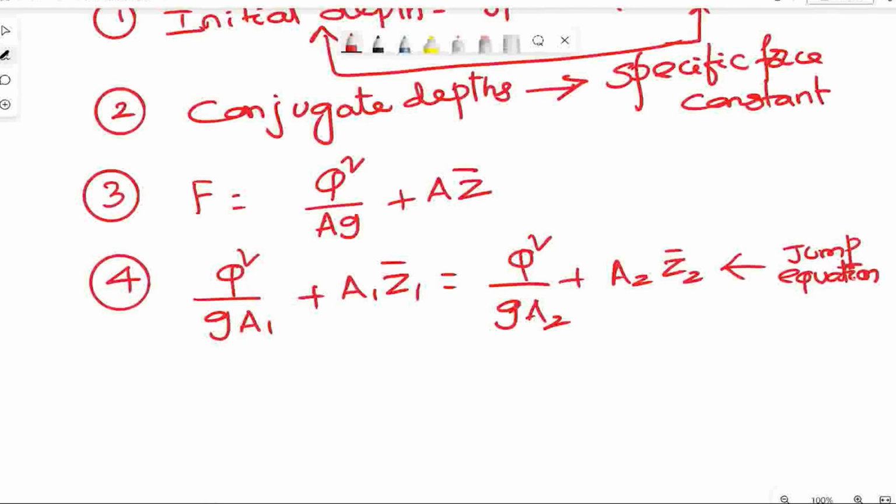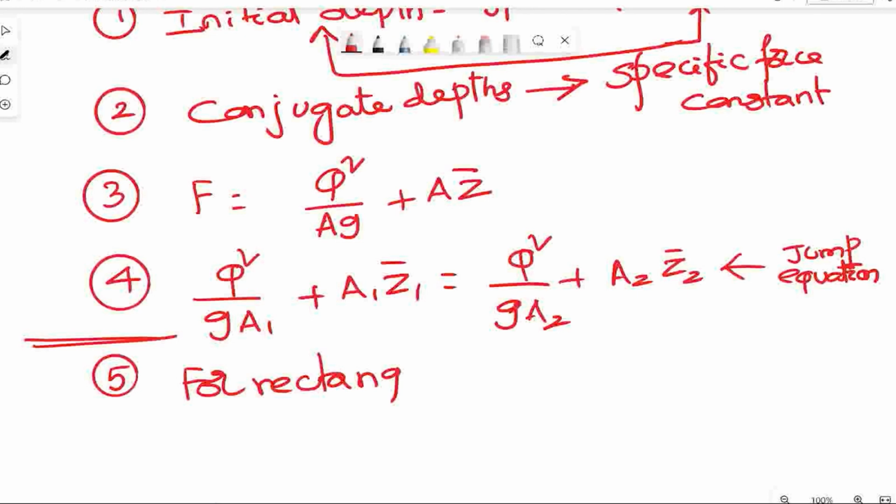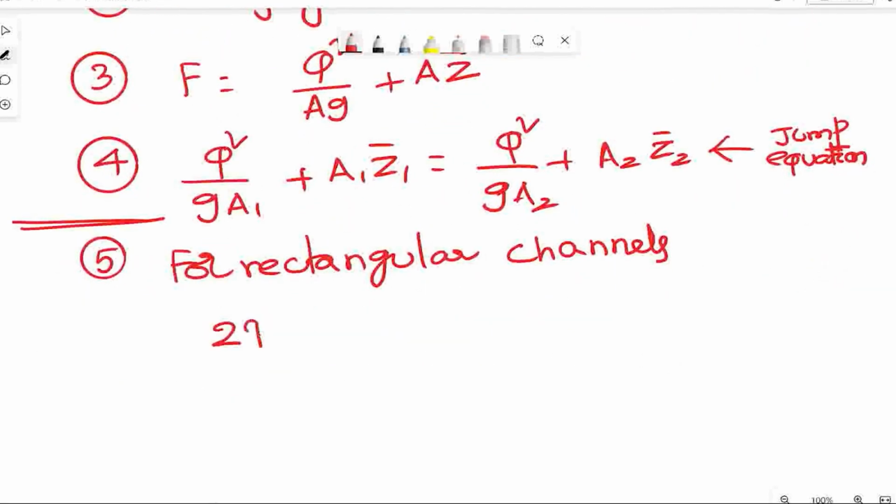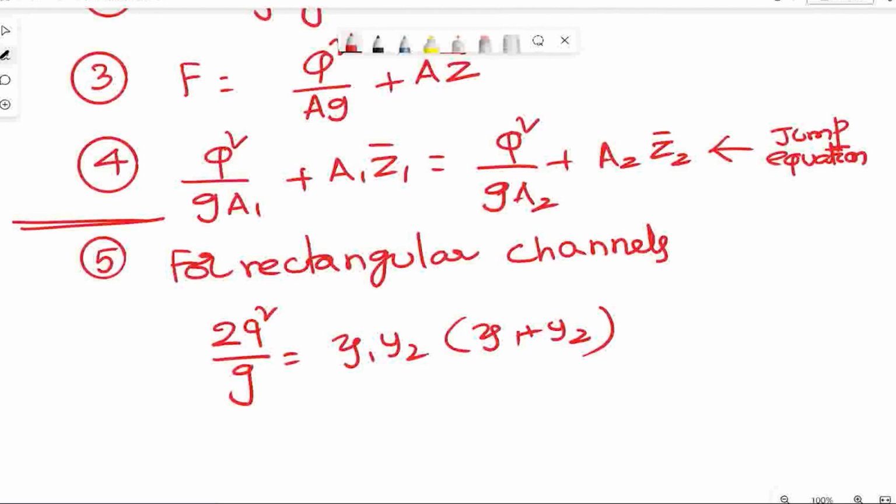Then the last point, the fifth point in that. That is over. This is only up to here general. For rectangular channels, what is the first equation? 2q square by g is equal to y1 y2 into (y1 plus y2). This is the first equation.